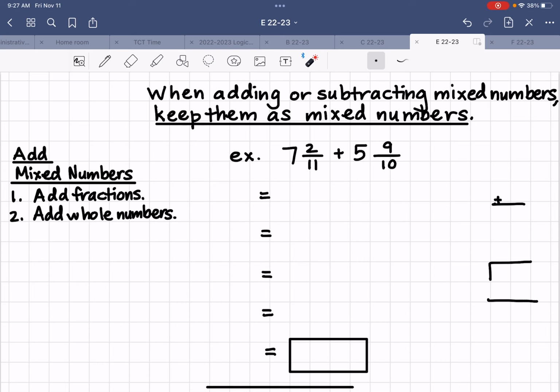In this video, we're going to learn how to add and subtract mixed numbers, okay? And as a reminder from the previous video, a mixed number is the sum of a whole number and a fraction that is less than 1, okay? So we call that a proper fraction, where the numerator is less than the denominator. So we are going to add and subtract these mixed numbers.